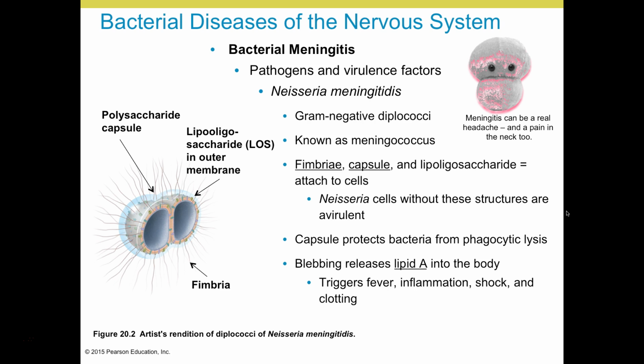Let's look into Neisseria meningitidis. This is a gram-negative diplococci. This is the little guy that you see right over here. It is also known as meningococcus. It has a fimbrial capsule, and this is a defense mechanism which makes it more difficult for the white blood cells to catch it and get rid of it. This is the capsule that protects them from phagocytic lysis. They release lipid A into the body, and this is what triggers the fever, inflammation, shock, and clotting.